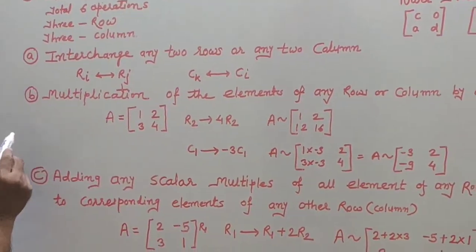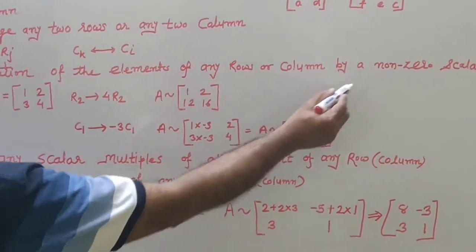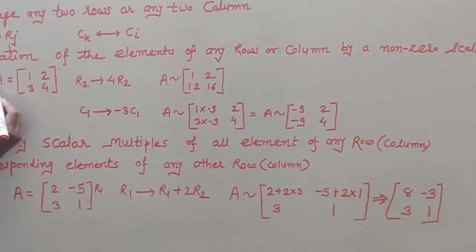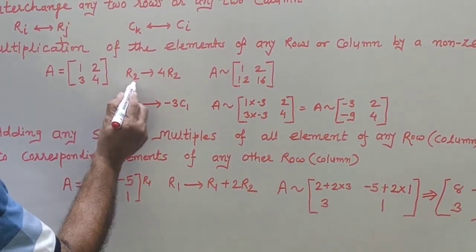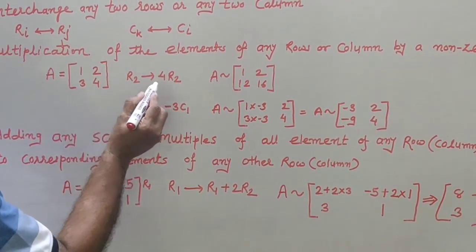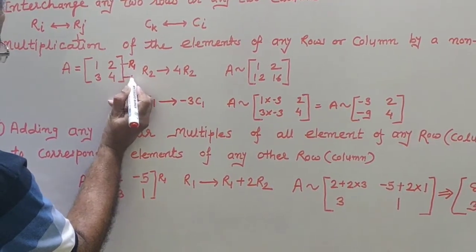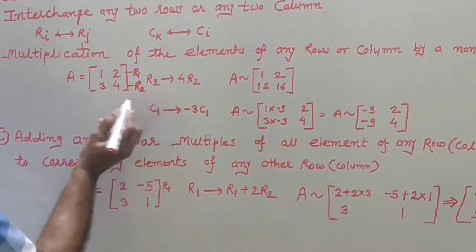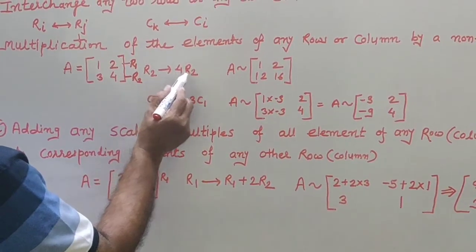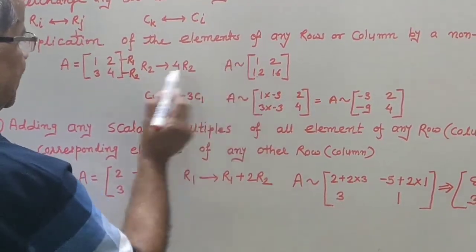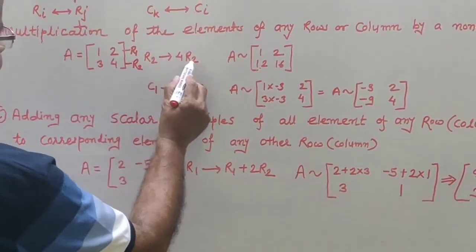The second important property is multiplication of the elements of any row or column by a non-zero scalar. Means if you are given A equal to [1 2; 3 4]. Now you have to apply the operation R2 changes to 4R2. Means you have to multiply R2 by 4. What is R1? This is your R1. This is your R2. Means in this operation R1 will remain the same, that is 1 and 2. You have to multiply only R2 by 4. So 3 into 4 is 12 will come here, 4 into 4 is 16 will come here. Okay. Now you have applied the operation only on R2.